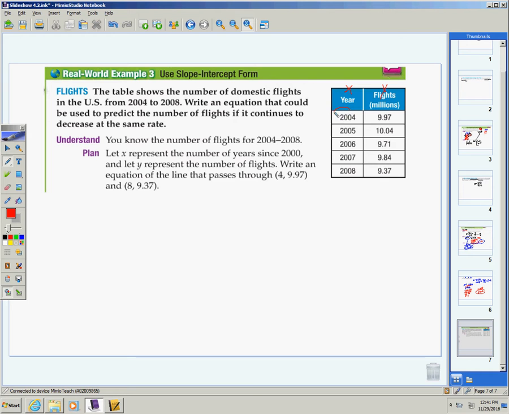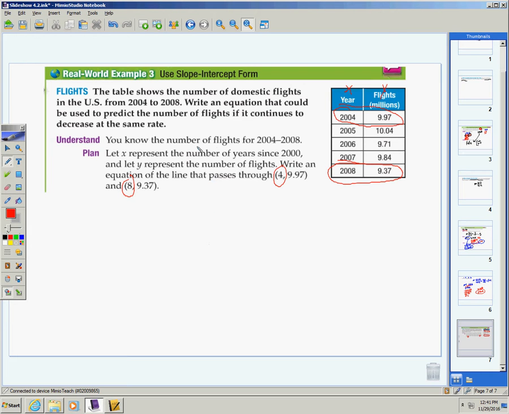And we're going to use the first value and the last value, okay? Because that gives us the best picture of what's happening overall. We take our earliest and our latest, and then we've got these 2 points. And what they do is they let X represent the number of years since 2000. Okay, so instead of 2004, they just do 4, and instead of 2008, they just do 8.